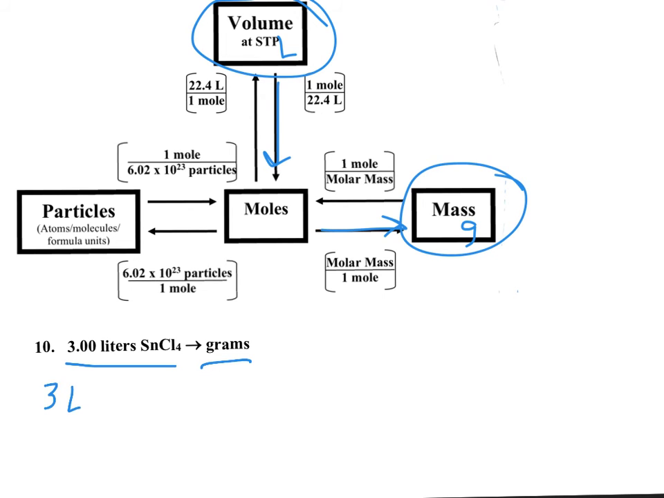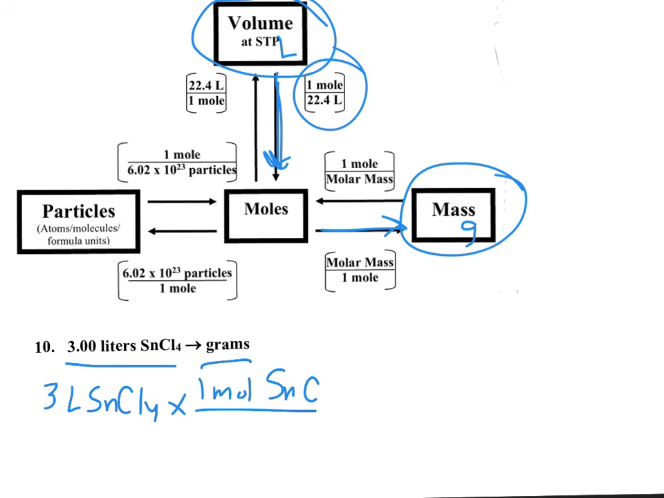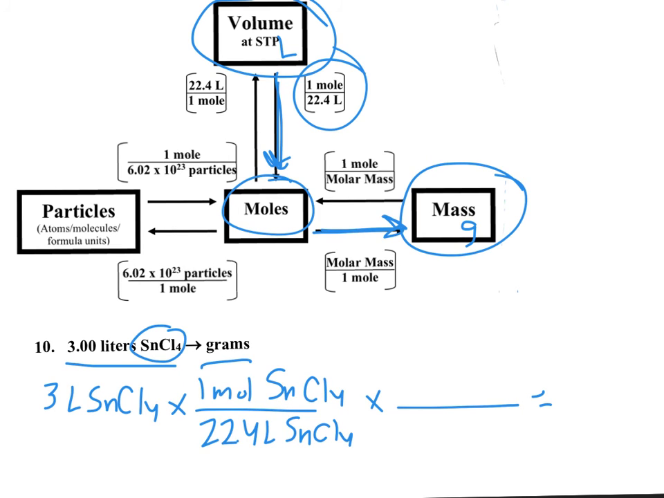So first thing is 3 liters of tin chloride, and I'm going to convert that to moles, which means I'm going to put 1 mole up on top like the conversion factor says. And I'm going to put 22.4 liters of tin chloride on the bottom. Again, this normally wouldn't be a gas, but we're going to go through the steps just to practice them. But again, in reality, tin chloride wouldn't be a gas. Sorry about these typos.